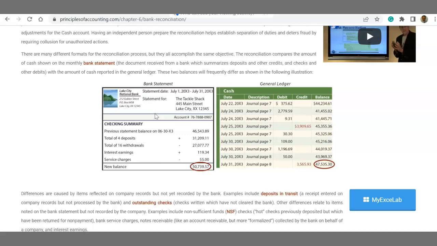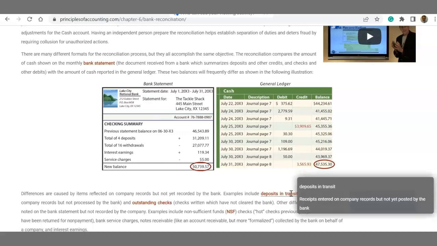And that's very important. So one of the things that might happen is deposit in transit. Deposit in transit is receipts entered on company records but not yet posted by the bank. It means at the end of the month, let's say July 31st, you take a deposit, you do the journal entry, and you deposit it in the ATM machine outside your bank after 5 p.m. So the bank takes your check deposit, that's fine, but it's not going to get updated into the system.